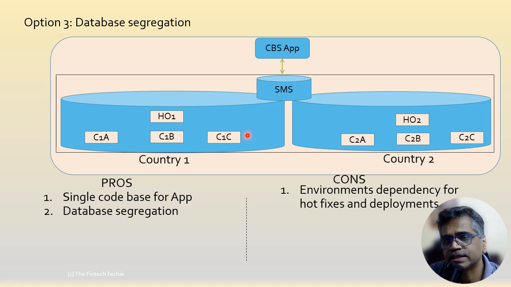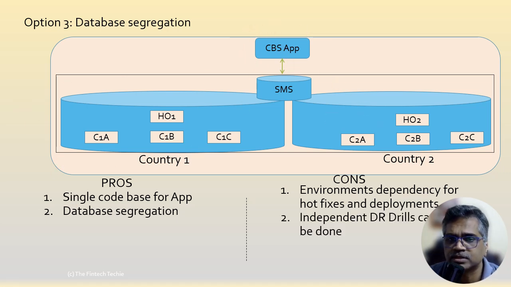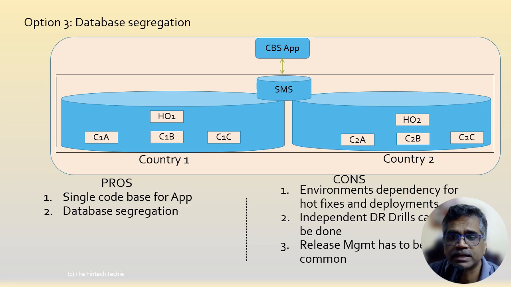The cons is the environment dependency for hotfixes. So if you are putting a fix, let's say on the app tier, it's going to impact both country one and country two because the app tier is common. Finally, you cannot do independent DR drills. It has to be done together because of the shared app layer. By extension, release management also has to be common. So while this brings a lot of flexibility in terms of database segregation and a single code base for the app, the biggest disadvantage is that there's a dependency on how you roll out fixes, patch sets, and releases.